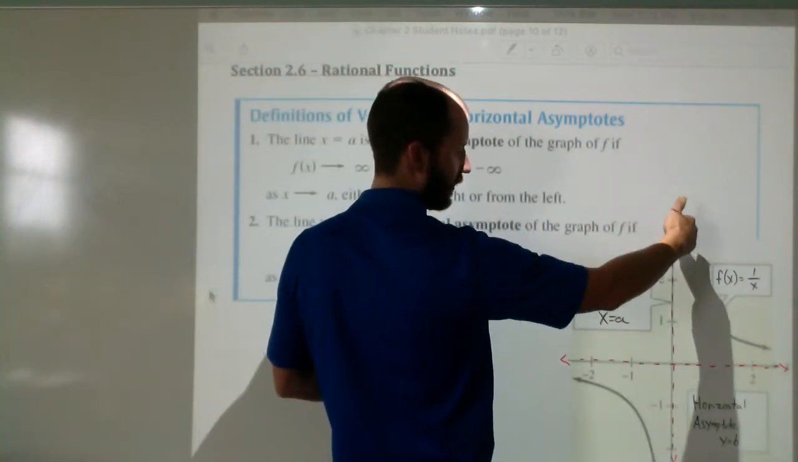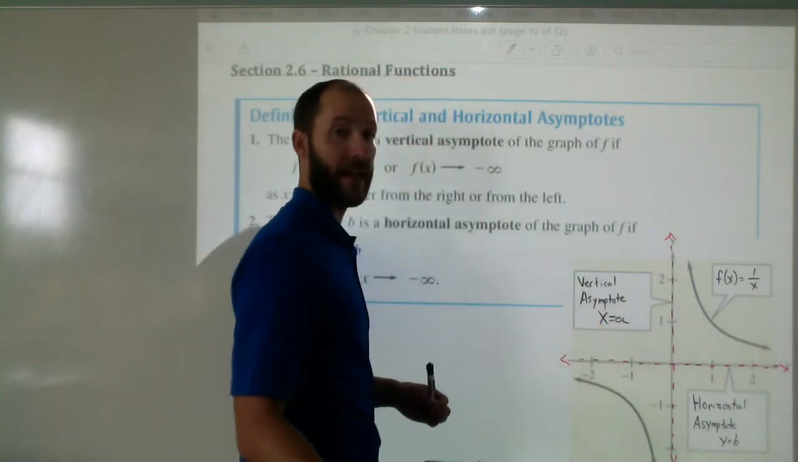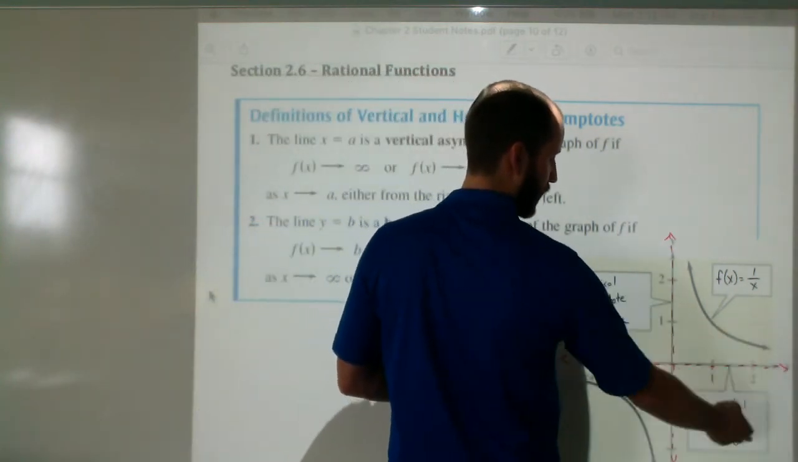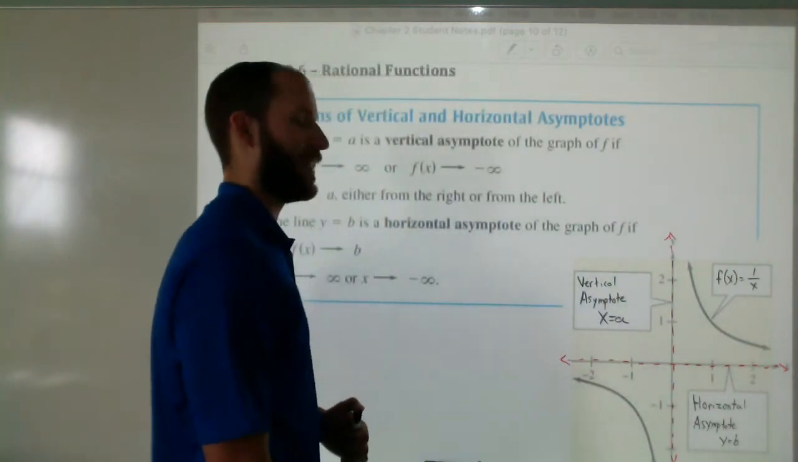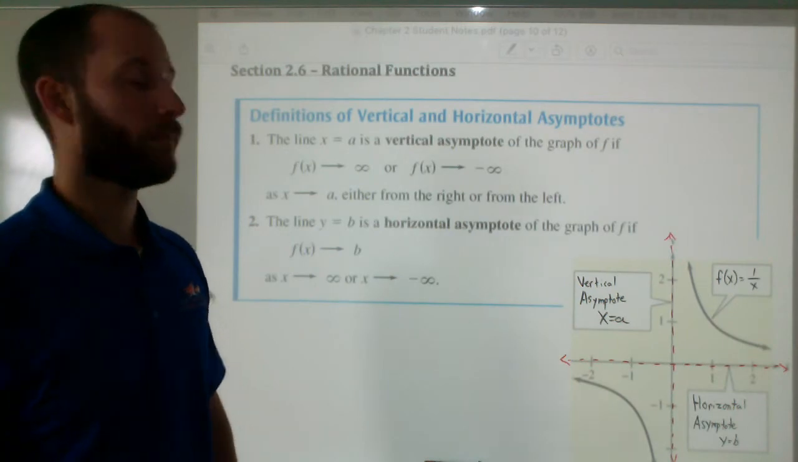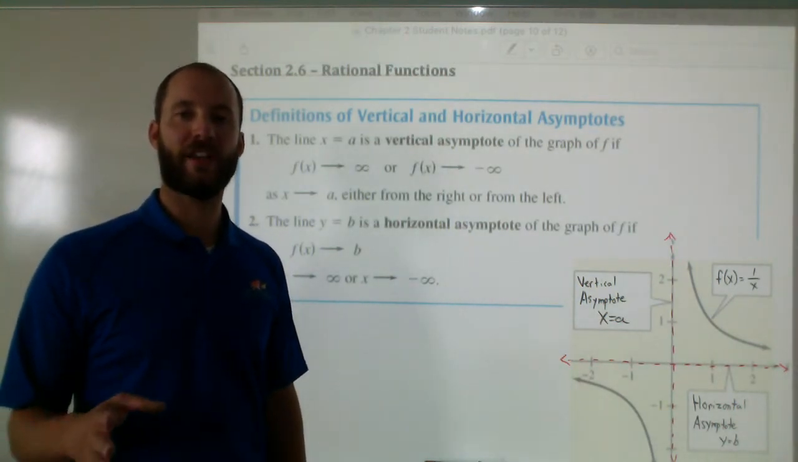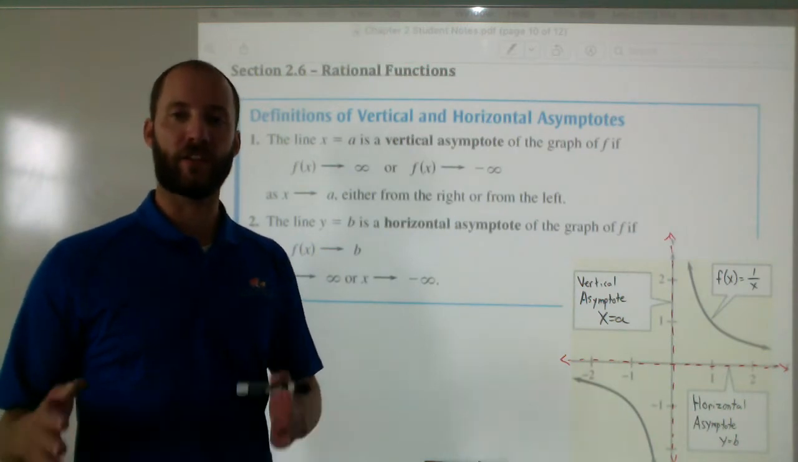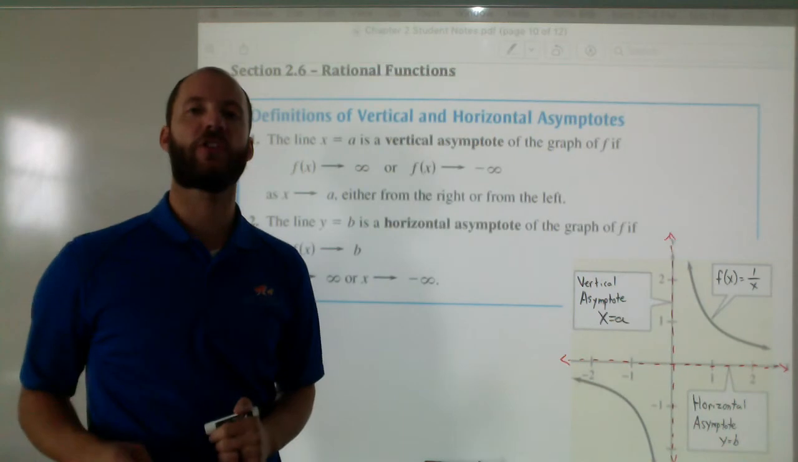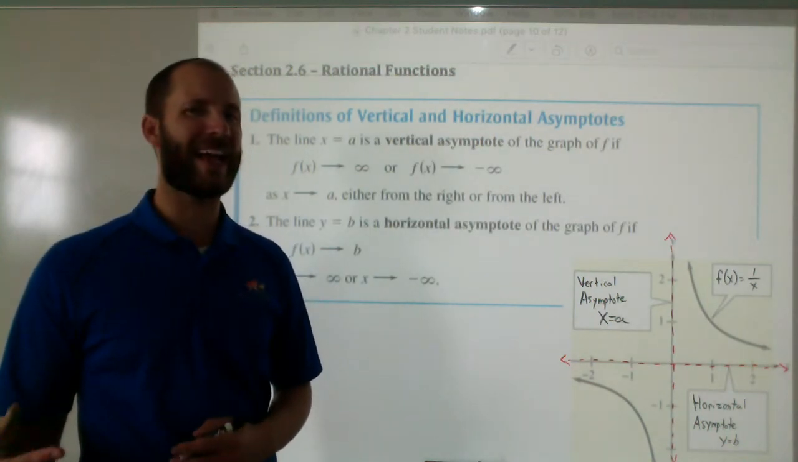So this imaginary dotted line here, vertical asymptote, x equals a, because vertical lines have the form x equals. The horizontal asymptote, the line y equals b, because horizontal lines have the form y equals. Now you may have heard in the past asymptotes are these imaginary boundaries or barriers. The function can get infinitely close to them, but they can never touch them or cross over them. It's a pretty good introduction to asymptotes. It's not really what they actually are.